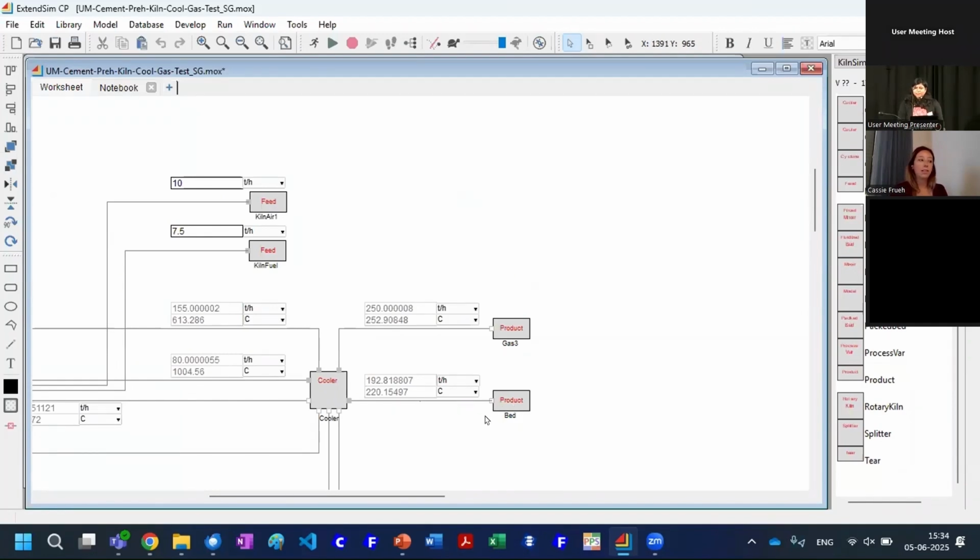All right, Cassie, but this is for the cement process. What if I have another process in the rotary kiln? Then I could create my own flow sheet in this case, right?